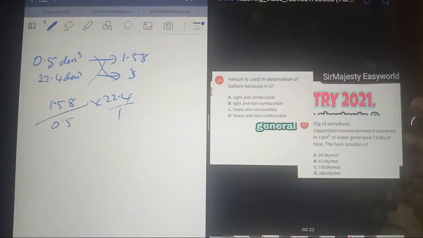Question 24 says helium is used in observation balloons because... you could use helium or hydrogen, but the high flammability of hydrogen has made it not suitable for this observation. So helium is lighter than air and floats. If you watch my video where I showed gases that are lighter than air, where I produced hydrogen gas, confined it in a balloon and sent the balloon into the air.